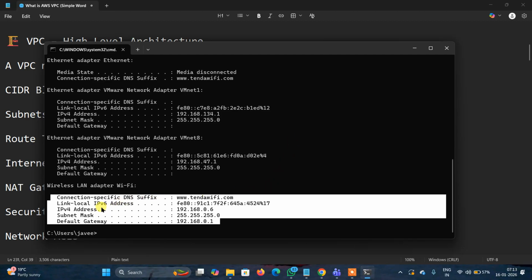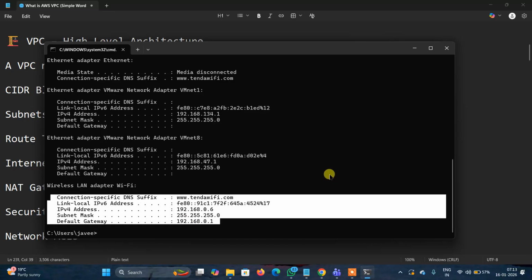Check here. I connected to wireless Wi-Fi. This is my IPv6, which is in hexadecimal, and this is the IPv4 address. This one is V6, and this one is V4. This is the subnet mask, and this is the router IP address. Default gateway is nothing but a router address.